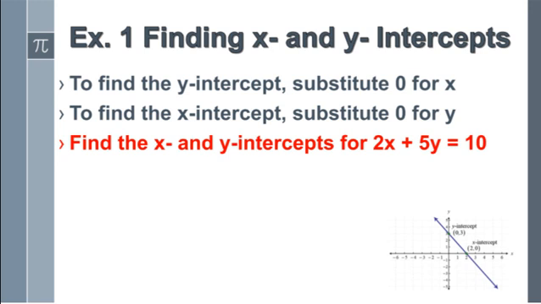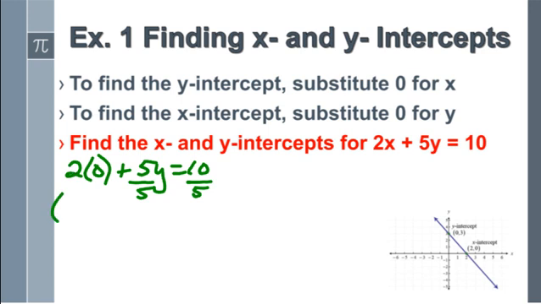Next example. Find the x and y intercepts for 2x plus 5y equals 10. So to find the y-intercept, put 0 in for x. So 2 times 0 plus 5y equals 10. To get y by itself, divide by 5, because my 2 times 0 is 0. So now, when x is 0, y is 2.